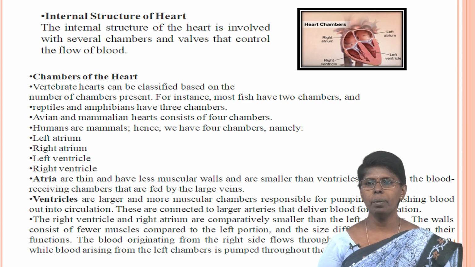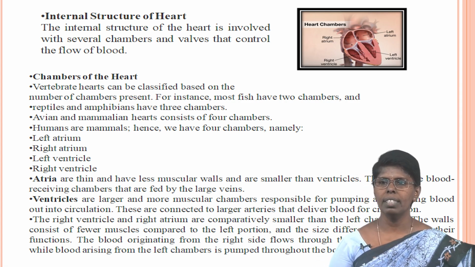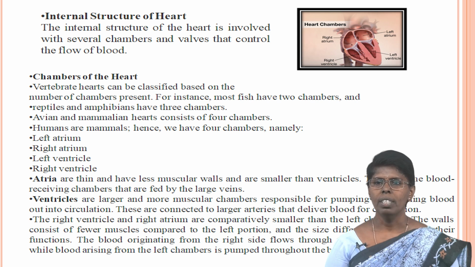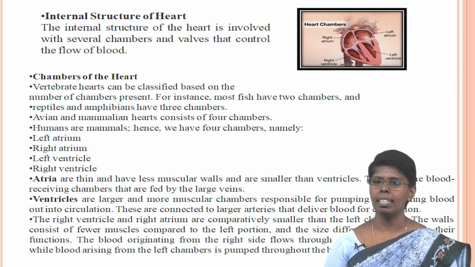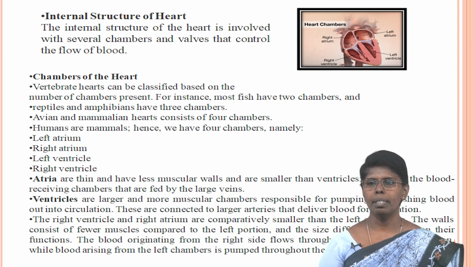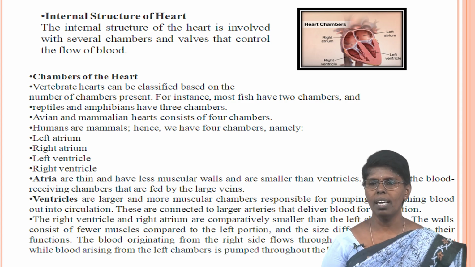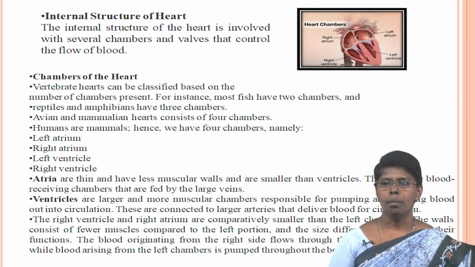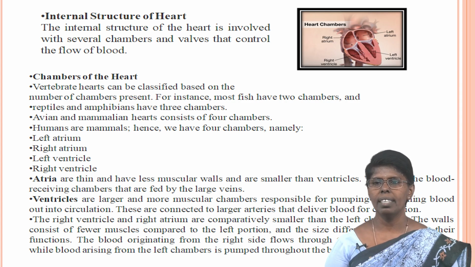Now we see the chambers of the heart. Vertebrate hearts are classified based on the number of chambers. For instance, most fish have 2 chambers, and reptiles and amphibians have 3 chambers. Avian and mammalian hearts consist of 4 chambers. Human hearts, like other mammals, have 4 chambers, that is left atrium, right atrium, left ventricle, right ventricle.